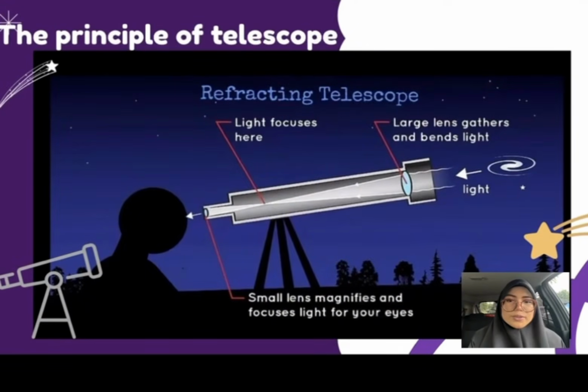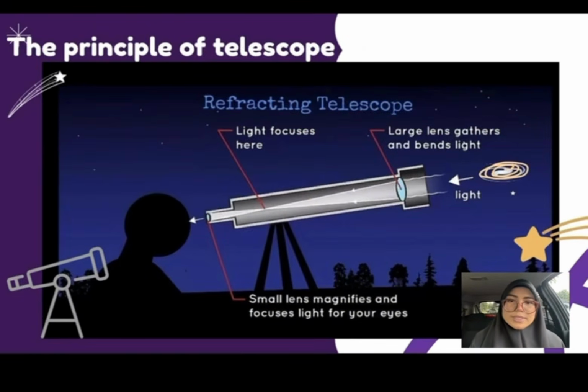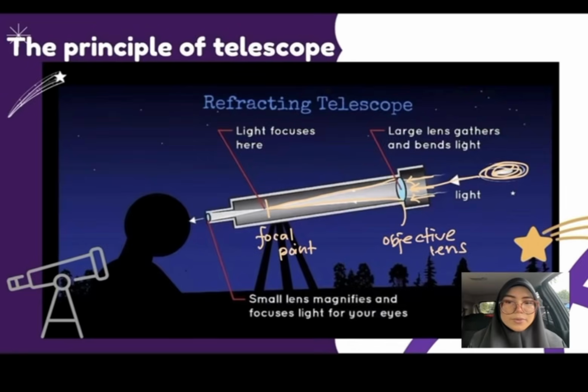The principle of a refracting telescope is based on two important concepts, which are refraction and magnification. When light from a distant object enters the telescope, it first passes through the objective lens, which is the large lens located at the front of the telescope. Because the object is far away, the incoming light rays are nearly parallel. The objective lens refracts or bends these light rays towards one another until they meet at a point called the focal point. At this focal point, the objective lens forms a real, inverted image of the distant object.